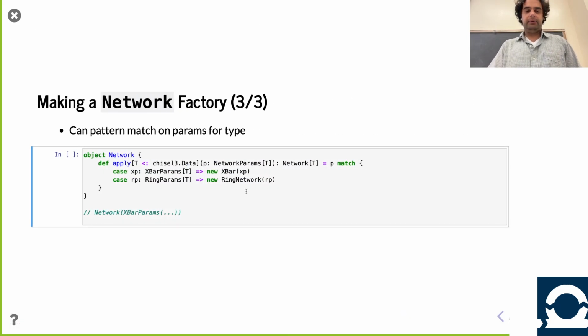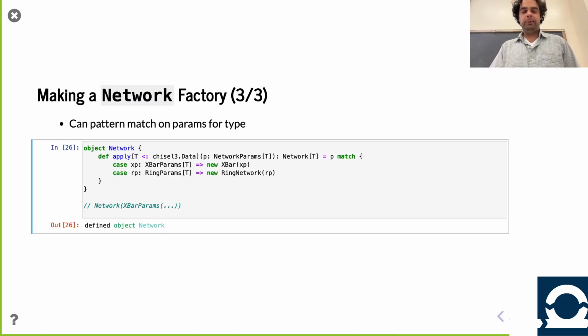And then what's interesting is now, of course, I can have this factory method. So I can have this object network, and given these parameters, I can say, oh, you give me a crossbar, I'll give you a crossbar. You give me ring parameters, I'll give you a ring. Now, this code can be a little brittle at times, depending on how it's implemented, and you might get that type erasure warning I was warning you about. But for now, it's working. So, yay.